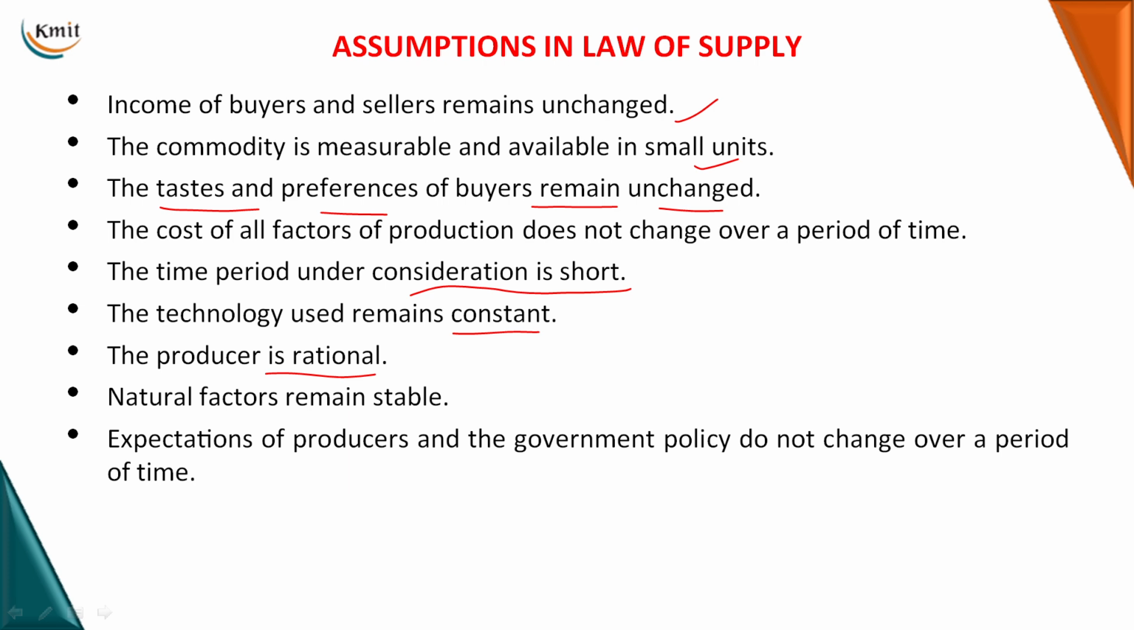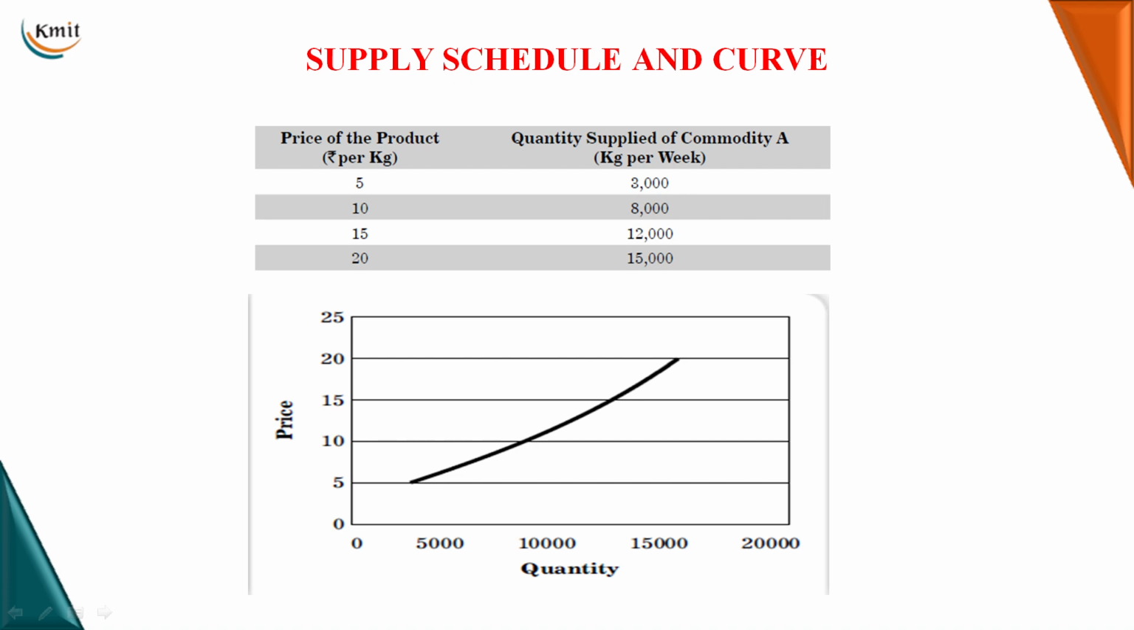Natural factors remain stable. Expectations of producers and the government policy do not change over a period of time. So these are the underlying assumptions of the law of supply. This is a supply schedule and the curve with which the concept of the law of supply is explained or demonstrated.